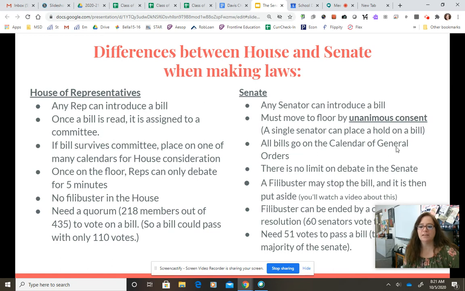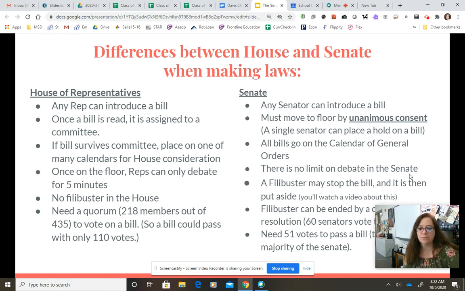All bills go on the calendar of general orders in the Senate. So they only have 2 calendars there because there's only 100 people, so it's a little bit easier to organize. Once on the floor, reps can only debate for 5 minutes on a bill. So each representative only gets 5 minutes. There's no limit on the debate in the Senate.